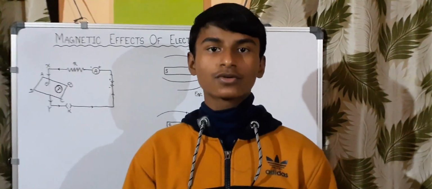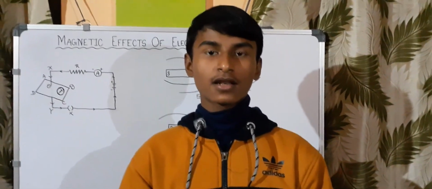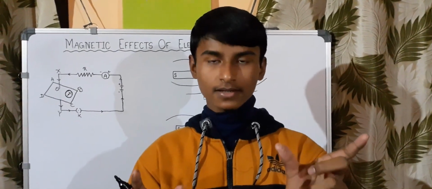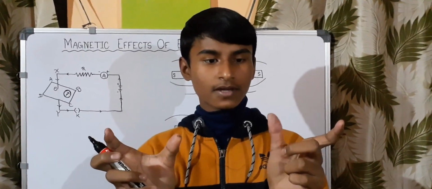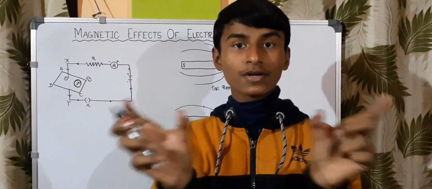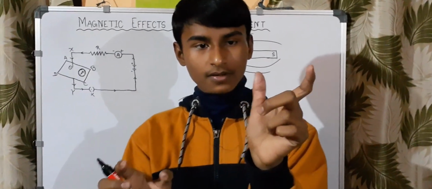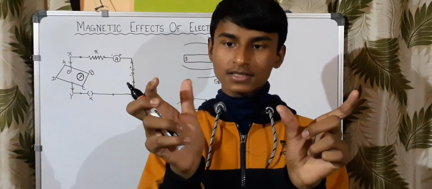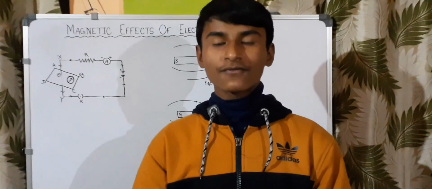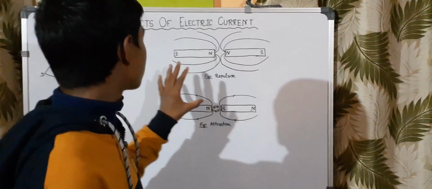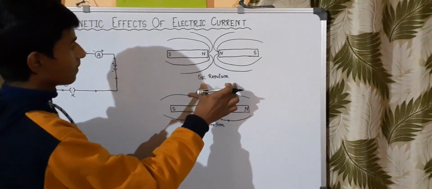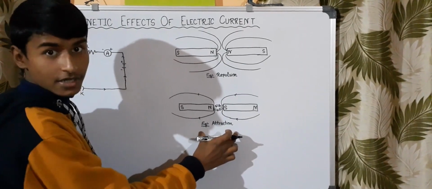In the previous classes, we have learned that in a magnet, like poles repel and unlike poles attract. Suppose this is one magnet and this is another magnet, and if the thumb finger is representing the north pole and this is also representing the north pole, then they would repel each other. But if the thumb finger is representing the north pole and this is representing the south pole, then they would attract each other because they are unlike poles. Now, here is the figure to explain the fact. Here it is denoting repulsion and here it is denoting attraction.